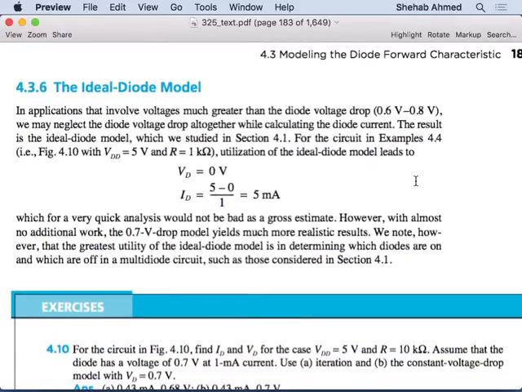If you utilize the ideal diode model, meaning the voltage drop is 0, it's 5 minus 0 over 1. You get 5 milliamp. This is quite different from 4.3 milliamp. 4.3 was so close to the 4.262, versus this is 5 milliamp. So considerably different, about 15% difference, right? All of this is still justifying the forward diode voltage drop model. All of this is still helping you.